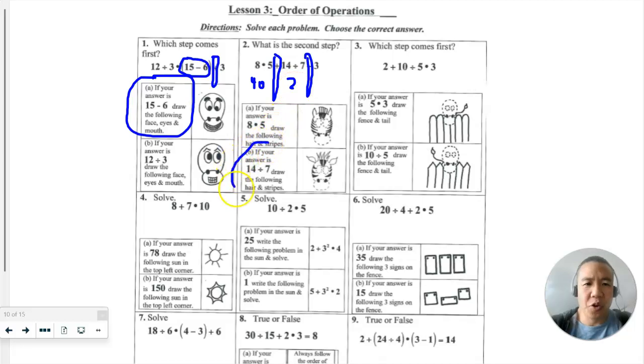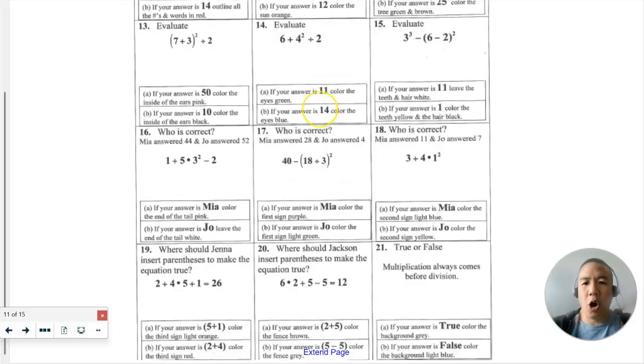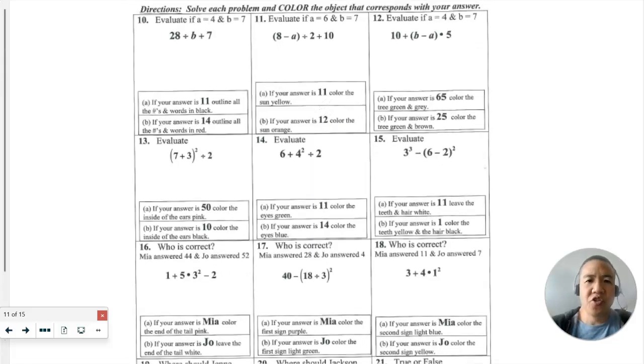So if your answer is 14 divided by 7, please draw this. So you're going to go back to the face and draw this. The ears, I'm not an artist. The ears and the little hair. And so on. So go through all 21 questions. Some of them do ask about color right here. If you don't have any colors, just circle it and don't worry about the colors.